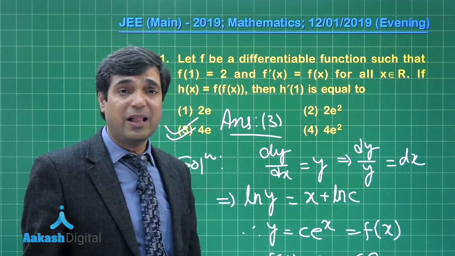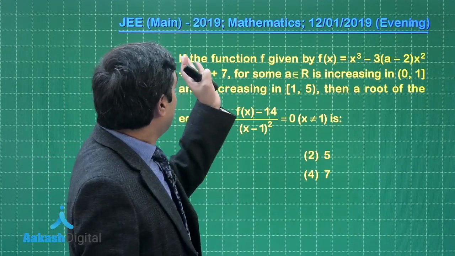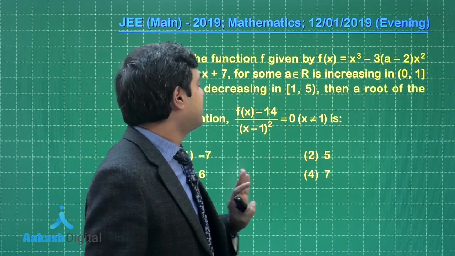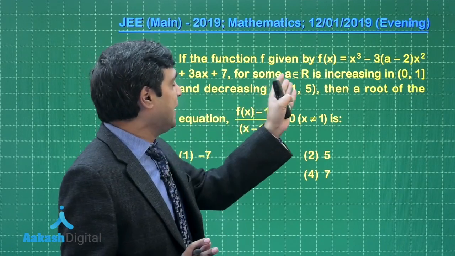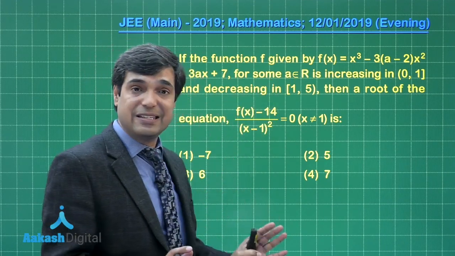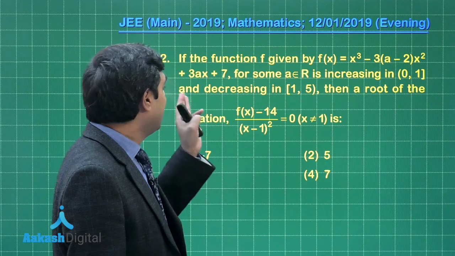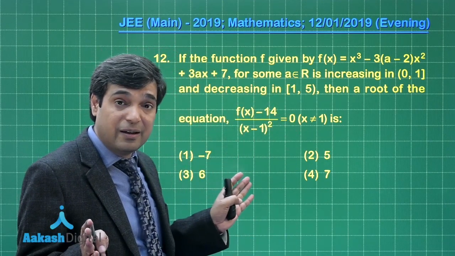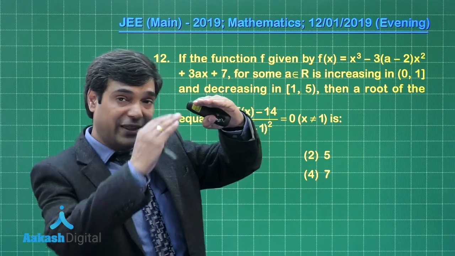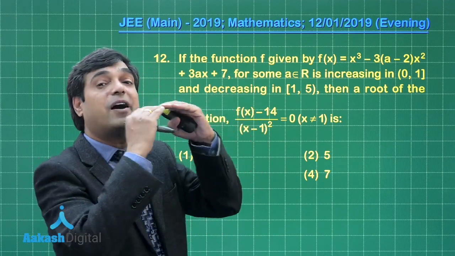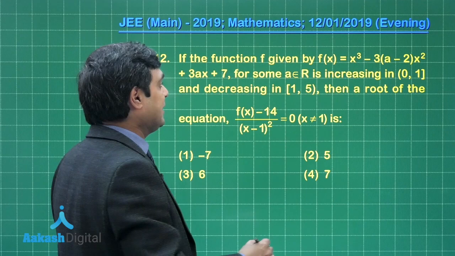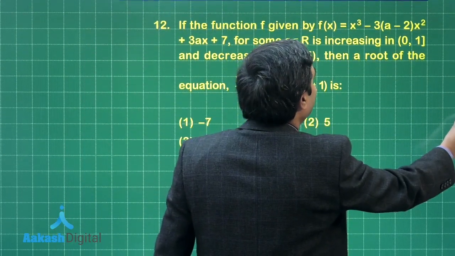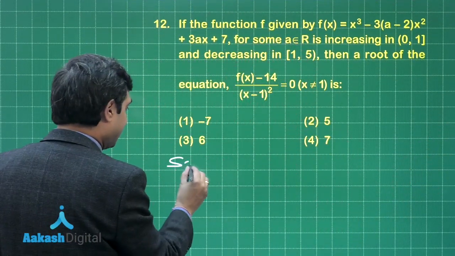Let's move on to the 12th question of the paper. If the function f given by this cubic for some a from real numbers is increasing in the interval 0 to 1 and decreasing in the interval 1 to 5, what does it mean? It is increasing in 0 to 1, then decreasing in 1 to 5, meaning 1 is the point of maxima. Yes, the derivative will be 0 at x equals 1. So, let us start.